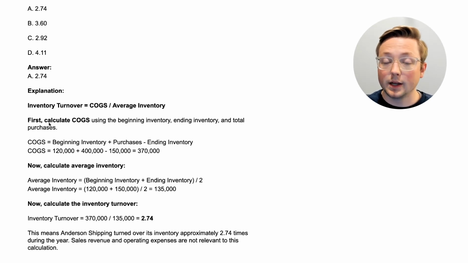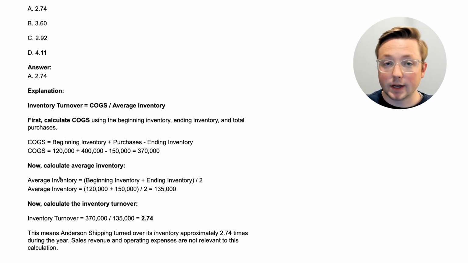So first we have to calculate COGS if we didn't already have it, cost of goods sold, using the beginning inventory, the ending inventory, and the total purchases. So just as a reminder, you take the beginning inventory, you add the purchases, and you subtract the ending inventory, and that tells you the cost of goods sold throughout the year. So $370,000 of cost of goods sold in this case.